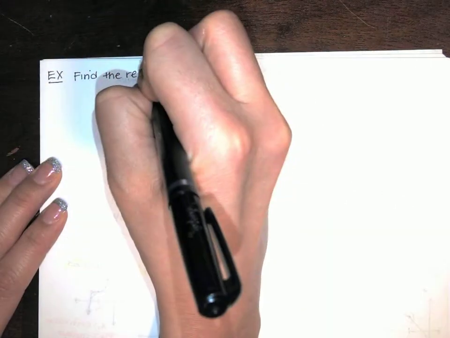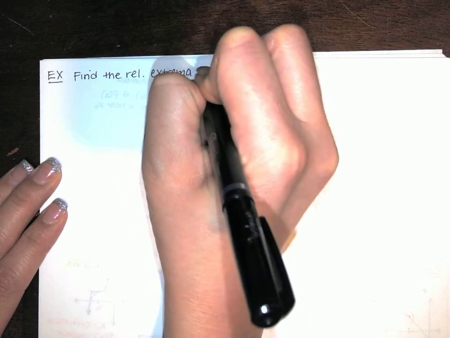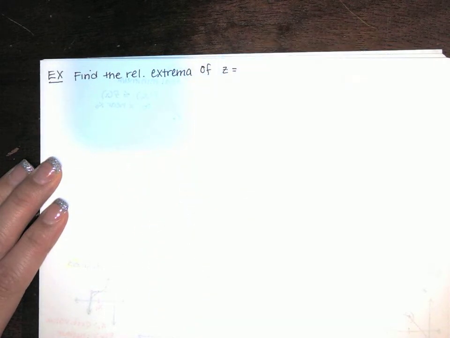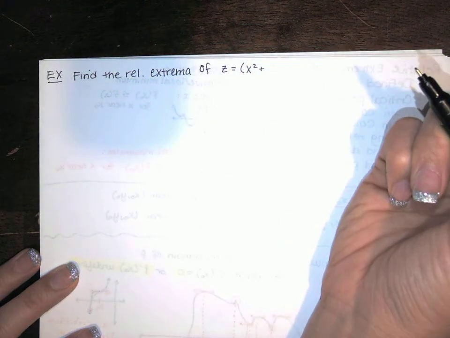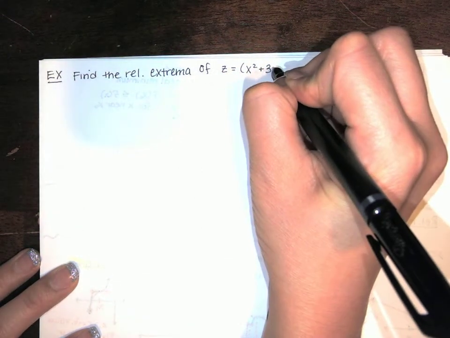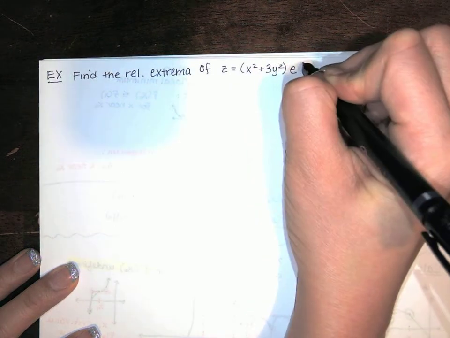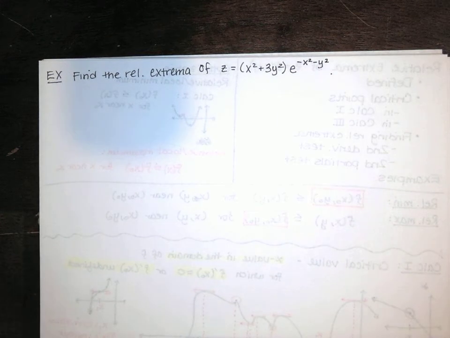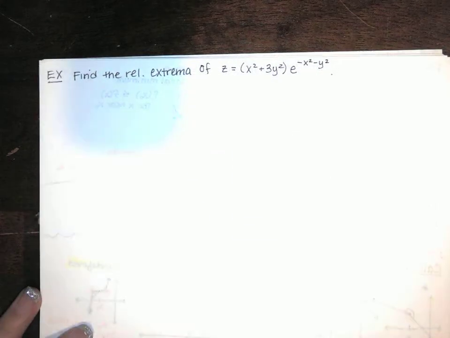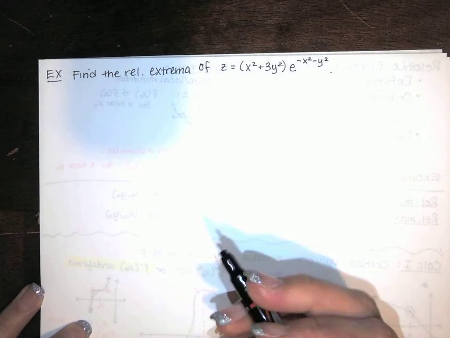So we're going to find the relative extrema of this function z. And actually, I'm going to use the same function that we used in class. We had x squared plus 3y squared, times e to the negative x squared minus y squared. Wow, that's a function. It really is. We want to find the relative extrema of this. It'll probably take us the whole video to do that, and that's okay.